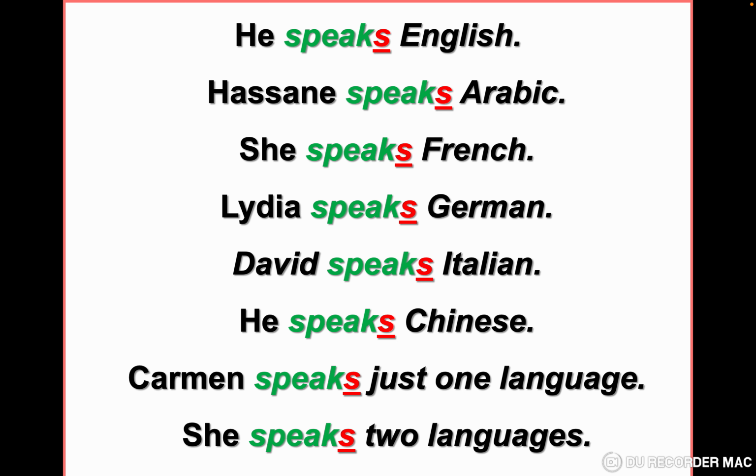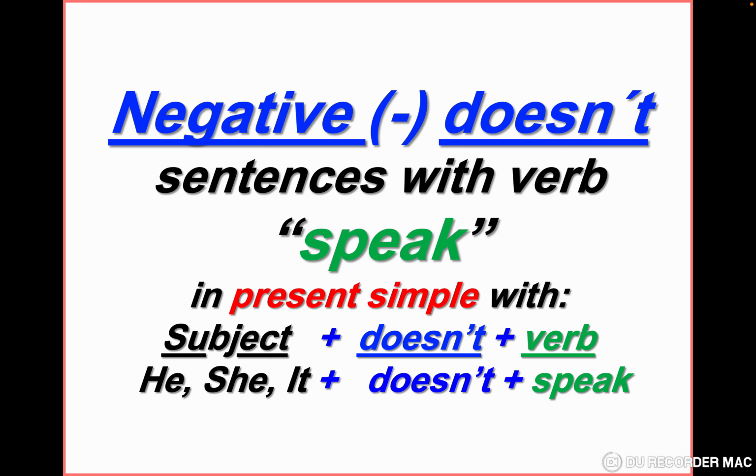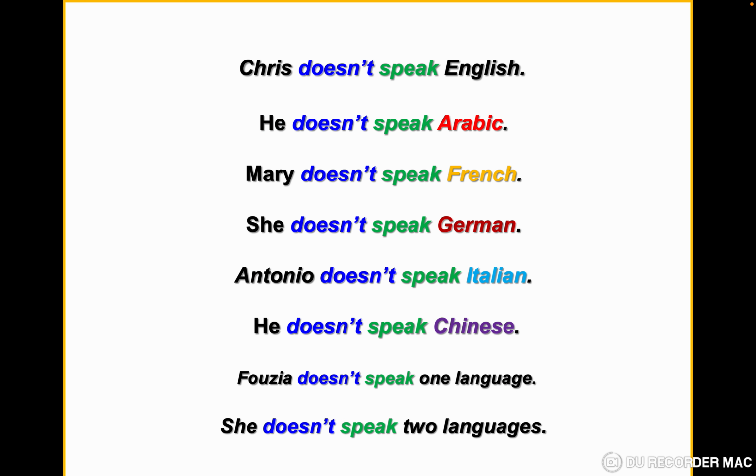Let's practice this to know it more. Let's go to the next slide. The negative form. Chris. This word we don't pronounce as Chris with ch. In some words ch is pronounced k. So this word is Chris. Chris doesn't speak English.